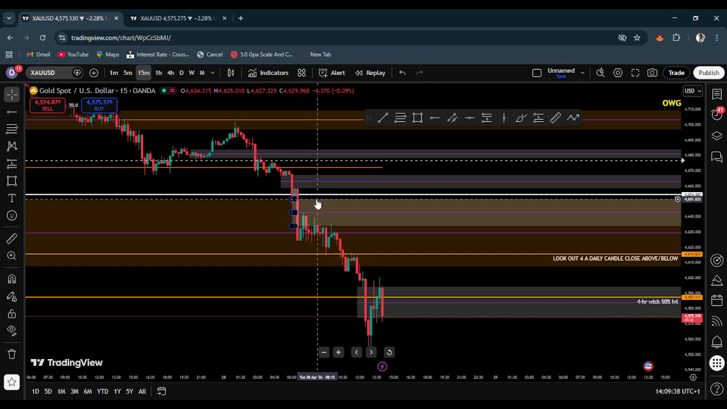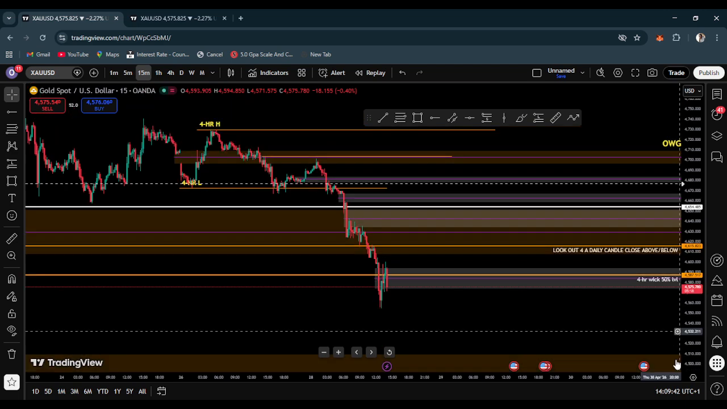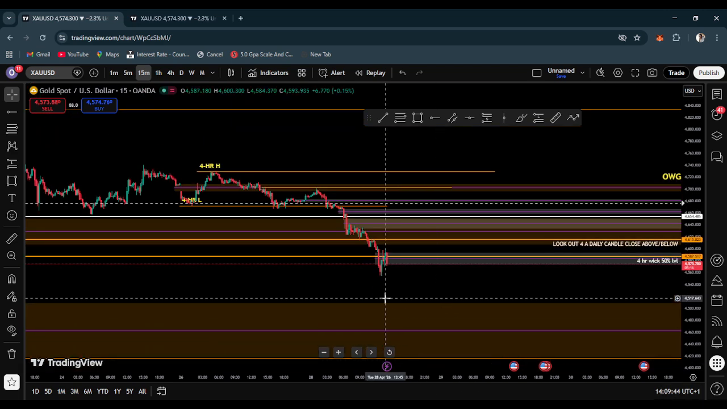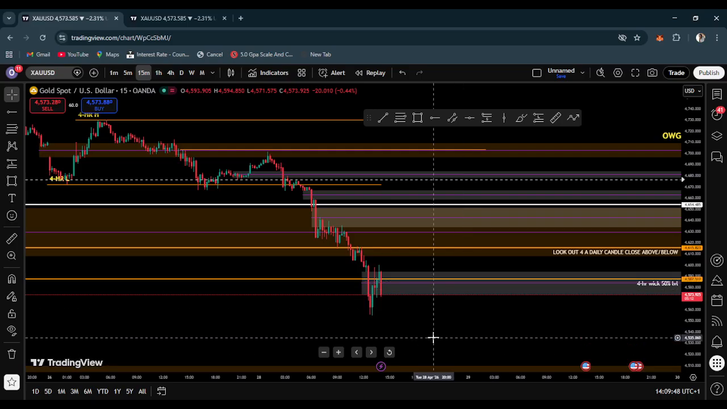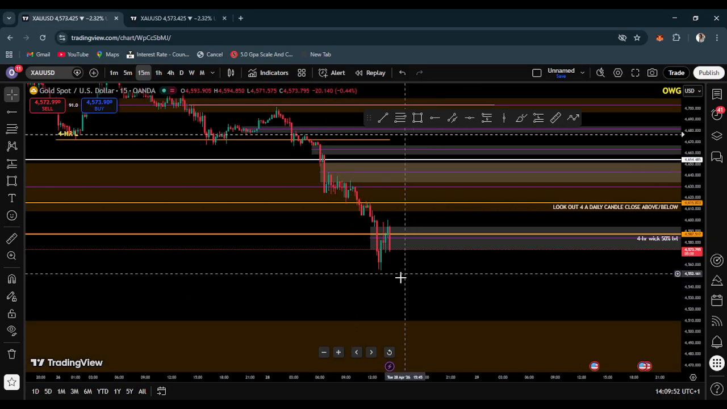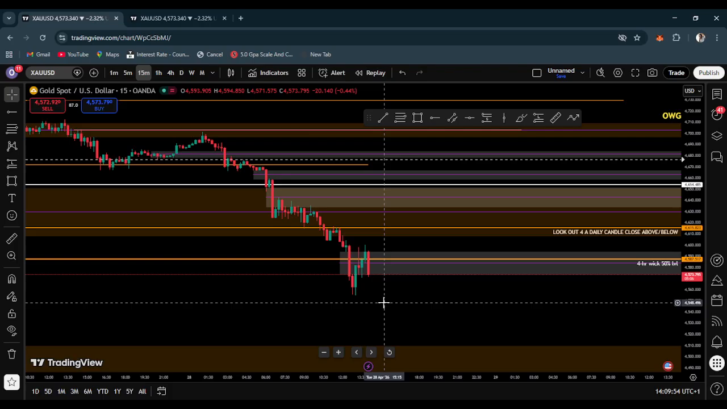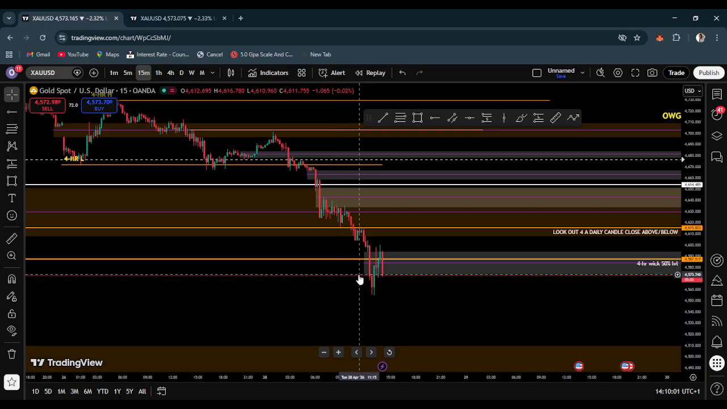But the risk to reward would have been minimal, because the reward is basically expecting the market to come down to this point. So the risk reward would have been good, but we don't just want to be placing trades randomly. We want a structural trade. We want the market to give us a structural trade. So that's that on gold right now.